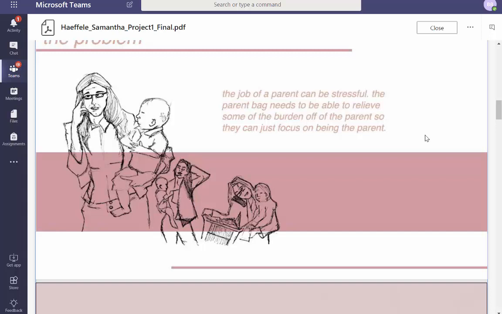Yes, it can be stressful. Being a caregiver can be stressful. So maybe instead of parent, using caregiver in there. You can say it's a full-time job. You can say it's draining. I think we all agree with that. But maybe not burden.